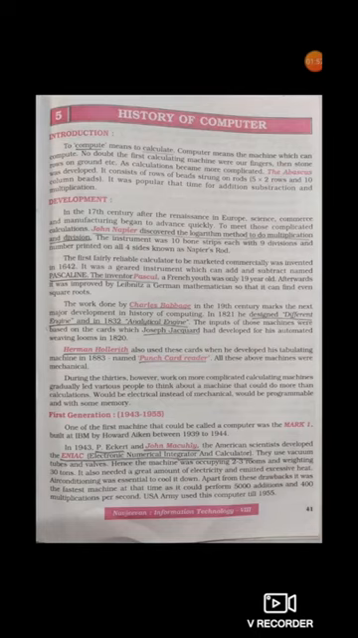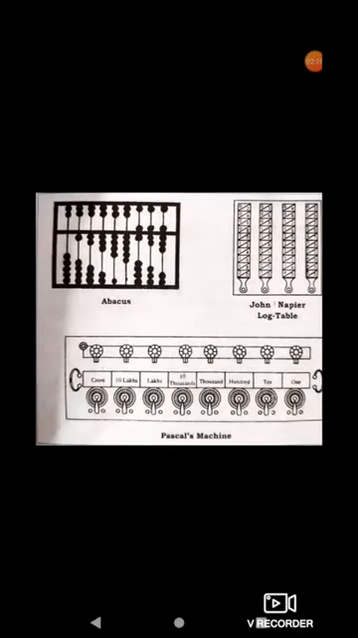So before we look into the generations of the computers, as in the first introduction part, we learned about introduction and development, starting with the abacus, then Napier's rod, and the Pascaline. Let's take a look at this. As you can see, the first picture is the abacus. The second is John Napier's log table. The third is Pascal's machine, which is known as the Pascaline.